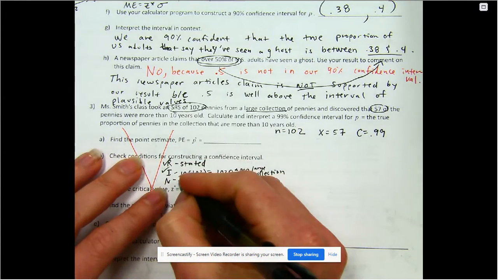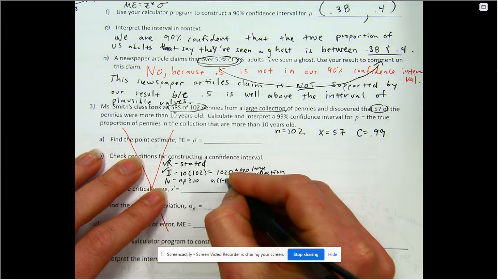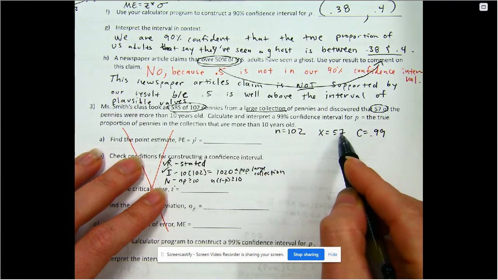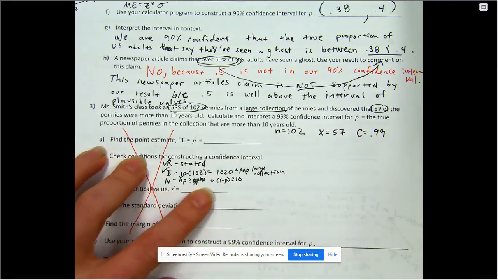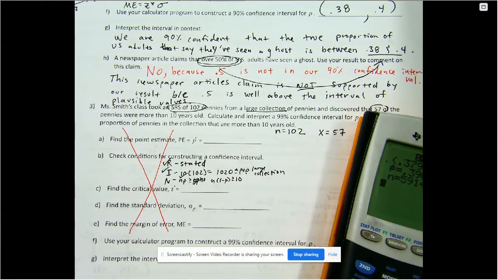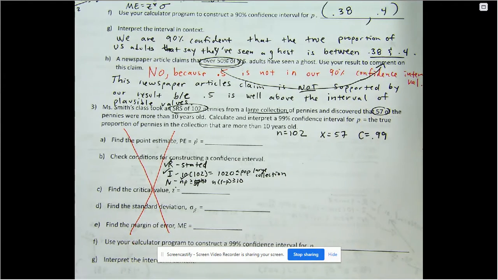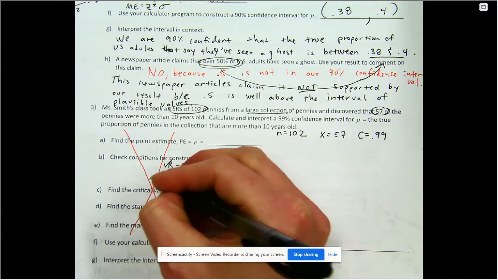For normality, we have to know that NP is greater than or equal to 10, and N(1 minus P) is greater than or equal to 10. Well, I know my successes were actually 57. And that is greater than 10. So I'm good there. And I can actually find my failures by subtracting this, or you could multiply out, but it's the same idea. If I had 57 that were more than 10 years old, well, then 102 minus 57, that's how many that were not older than 10 years old, 45. So 45 is also greater than or equal to 10. So we're good.